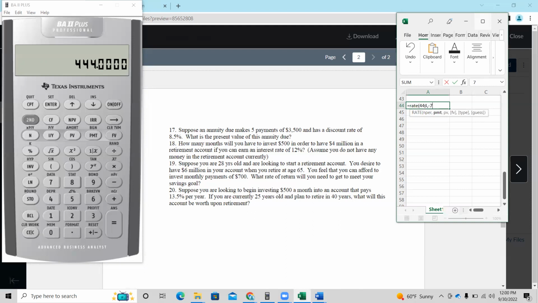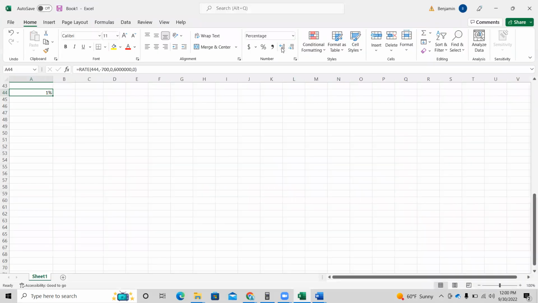That $700 is an outflow, so it's going to be negative. I don't have any money in my retirement account right now, so present value is zero, and future value is going to be 6 million. Compounding at the end of the period. All right. And that gives me an interest rate of something close to 1%. Let me get you some decimals there.